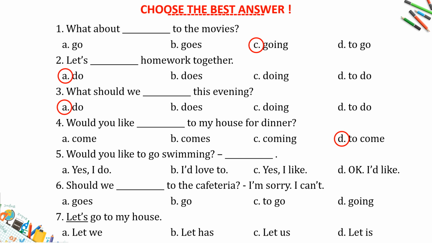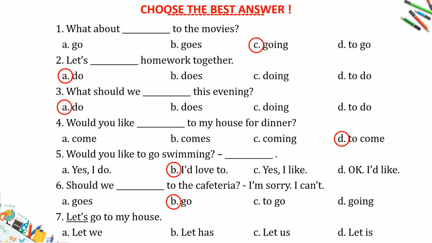Number five, what is your answer? To answer an invitation, would you like? You can use the answer B, I'd love to. Would you like to go swimming? I'd love to. Number six, after should, we use verb infinitive. So the answer for number six is B, go. Should we go to the cafeteria? I'm sorry, I can't.